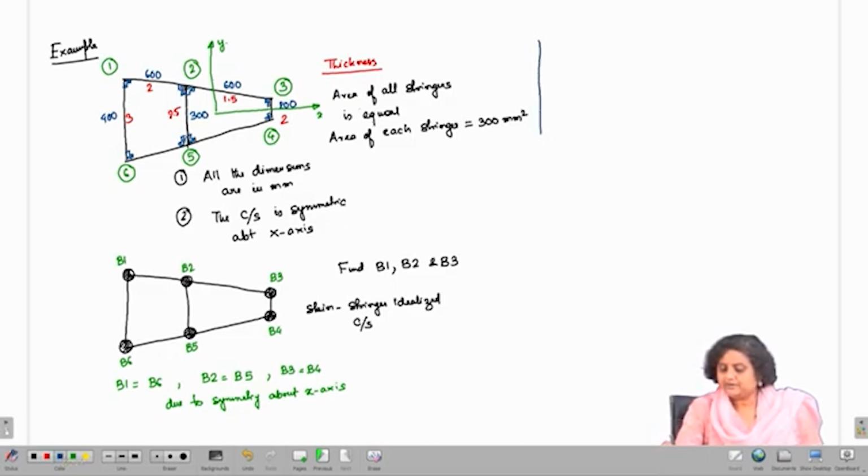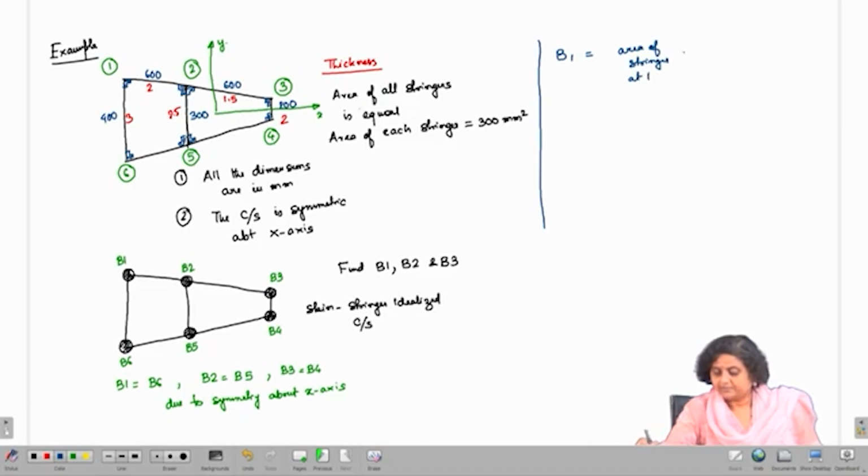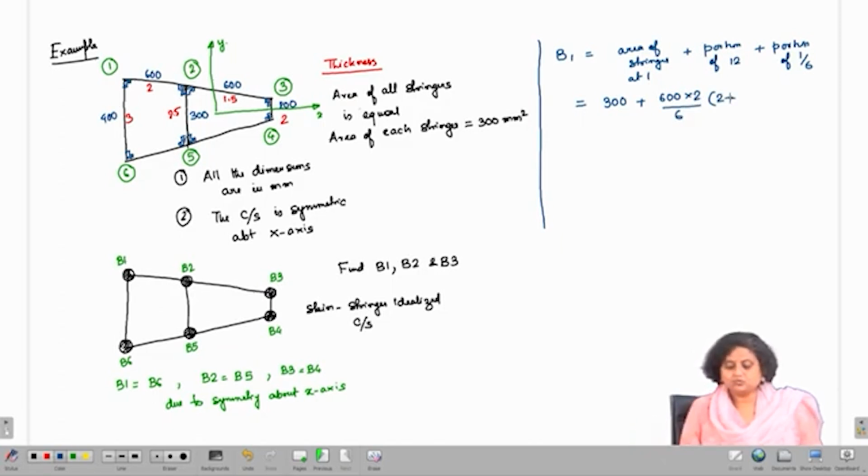So, let us first start with B1. If I try to find out B1, B1 is going to be the area of the stringer at 1, plus portion of the vertical web (1, 2), plus portion of 1, 6. Now, let me replace everything. Area of the stringer is 300, plus portion of 1, 2. Portion of 1, 2 is going to be, the length is 600, the thickness is 2 divided by 6, 2 plus sigma 2 by sigma 1.